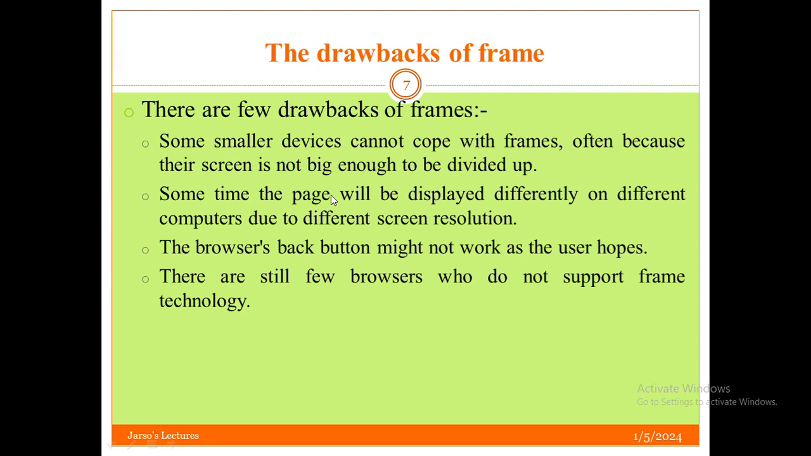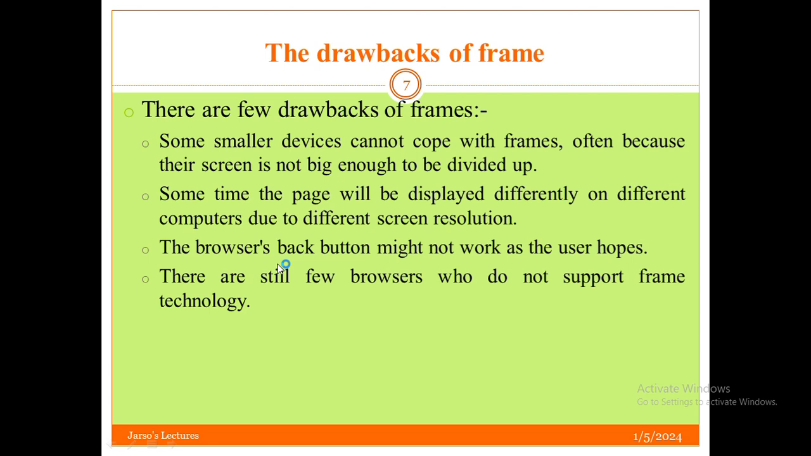The first one is that some smaller devices cannot cope with frames, often because their screen is not big enough to be divided up. Some smaller devices can't support frames. Sometimes a page will be displayed differently by different computers because of their different screen resolution. The same web page, or the frames done by one frame set, can be displayed differently by different computer screens. This is due to different screen resolution.